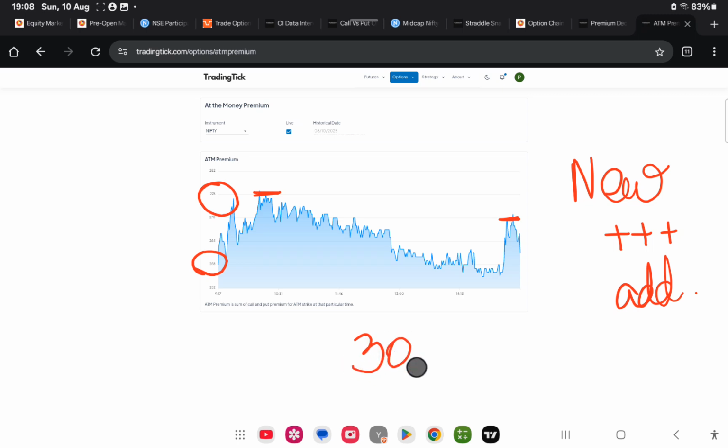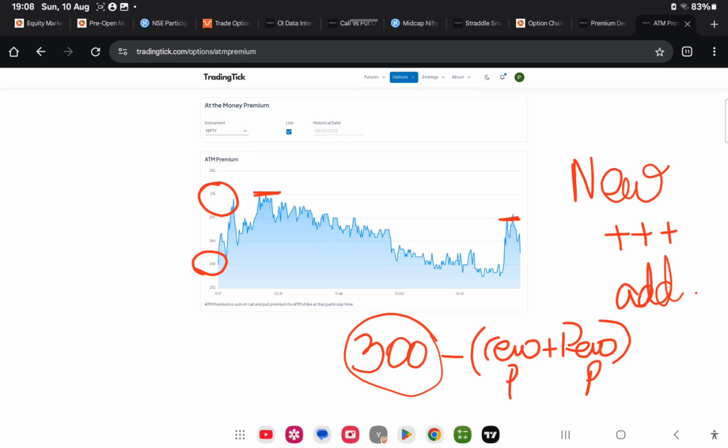Normally it starts with 300 strike price, that is call writing plus put writing premiums. If you add them, it should come to 300, that is 150, 150 each. But here it's starting with 276 because this depends upon the IV. IV is within 12, so that's why the premiums are very less.